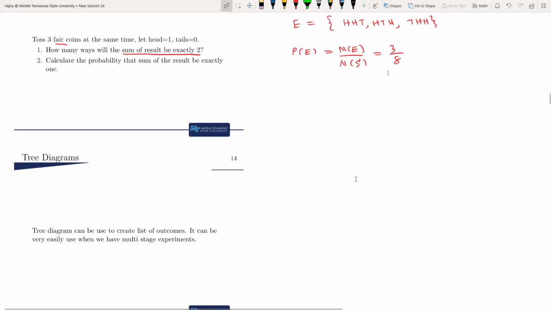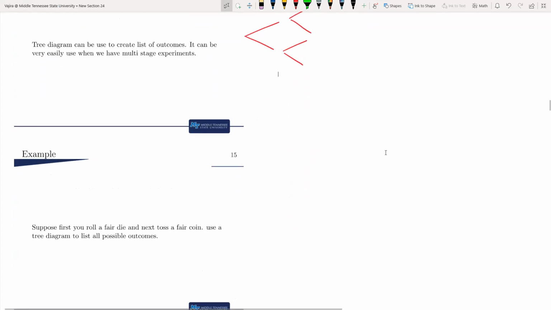Another useful tool in probability, when calculating probability, is tree diagrams. Especially if you have a multi-stage experiment, you can use a tree diagram to calculate probability. I assume you have seen a tree diagram before this class, so they look like this. We are going to do one problem and understand how to use a tree diagram. So here is an example.